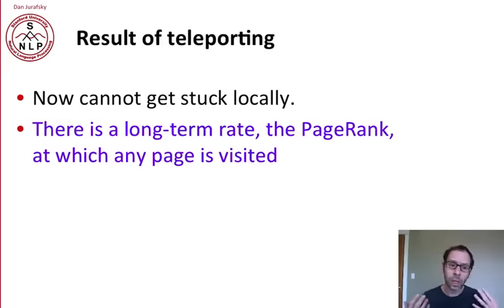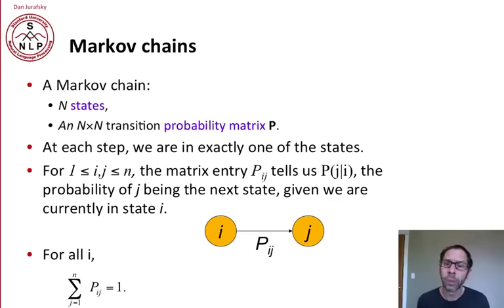So teleporting means we can't get stuck locally, and it also lets us compute a long-term rate, the PageRank, at which any page is visited. To see how to compute this, we're going to have to start with Markov chains.